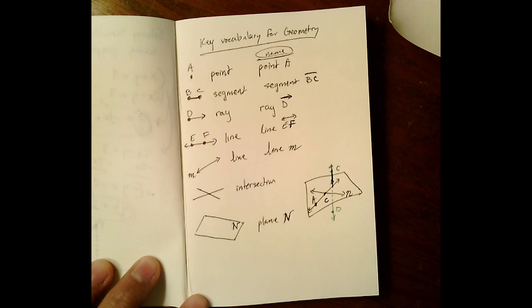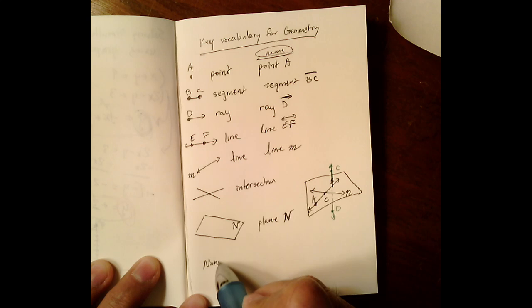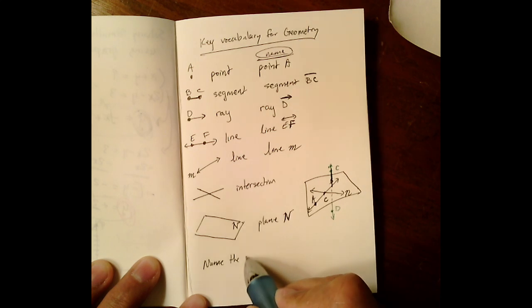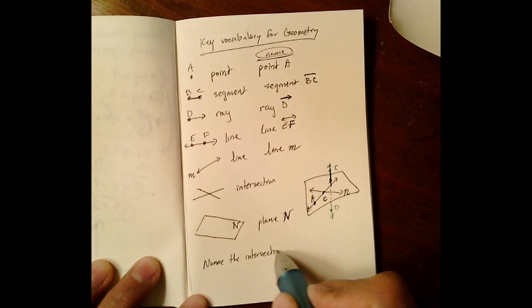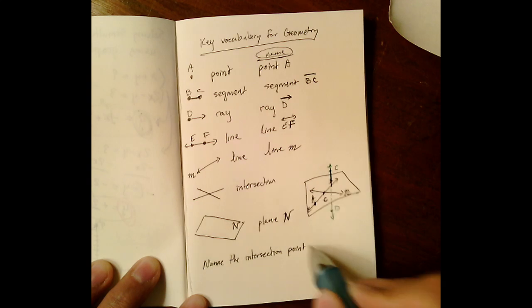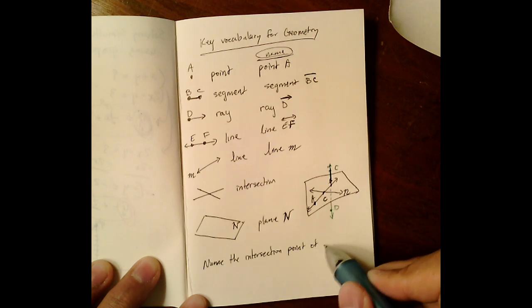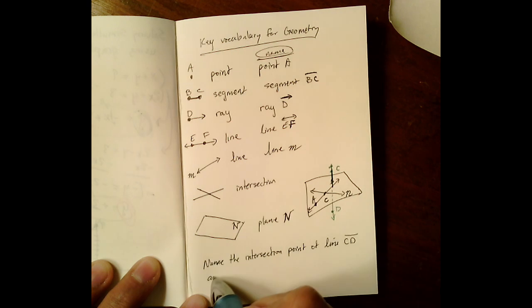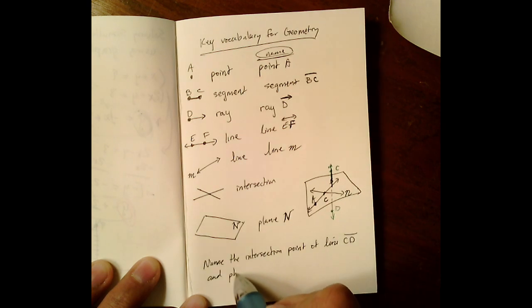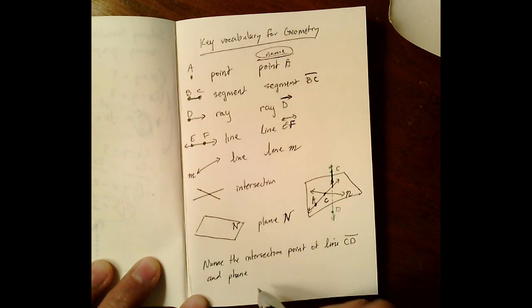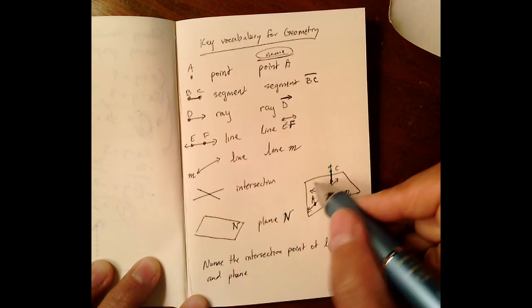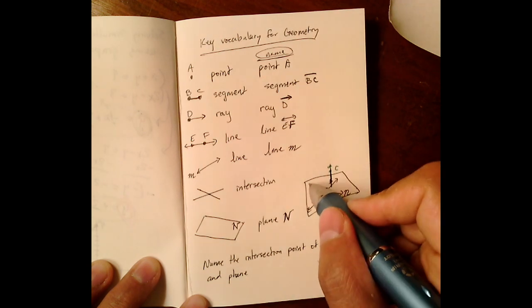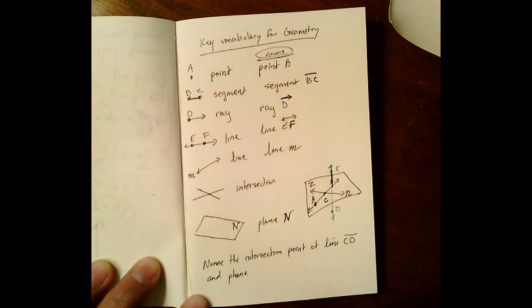So a question you might come across would be, name the intersection point of line CD and plane. Oh, we didn't give the plane a name, did we? Let's call this plane Z. Okay, plane Z.